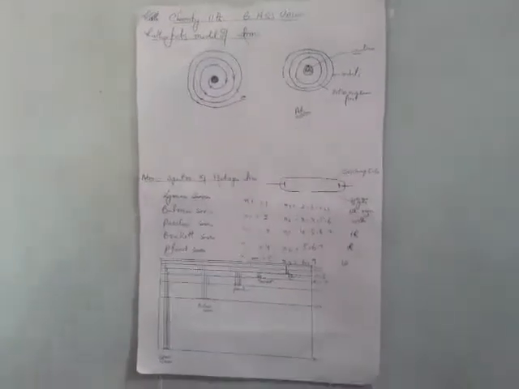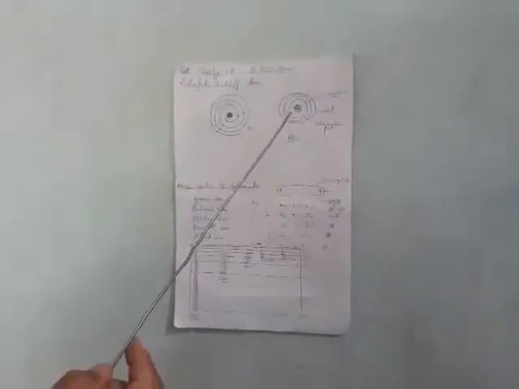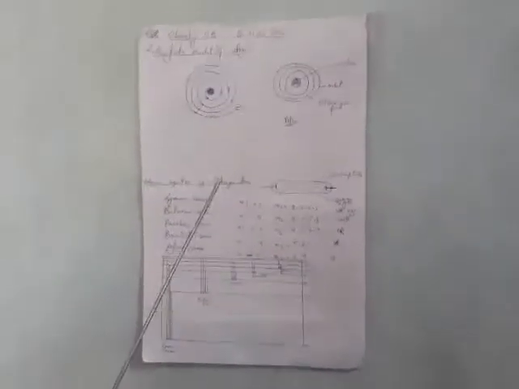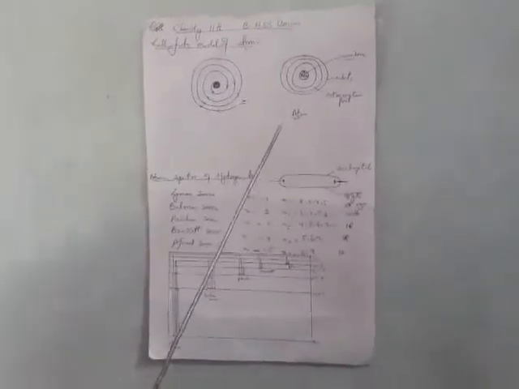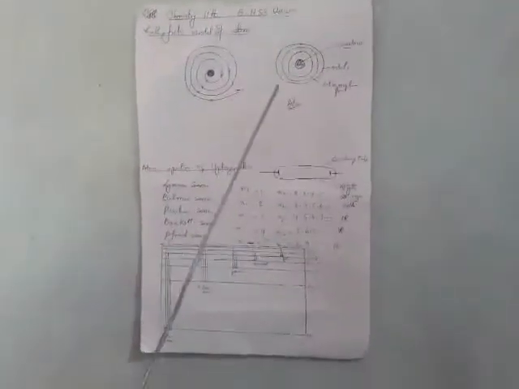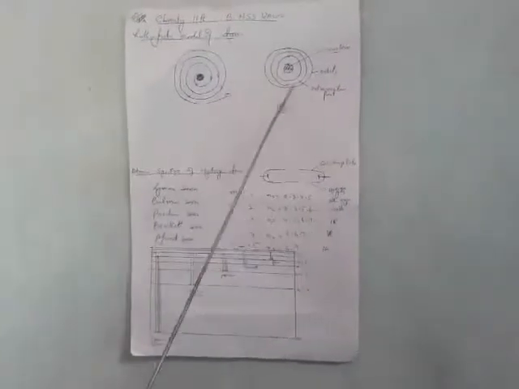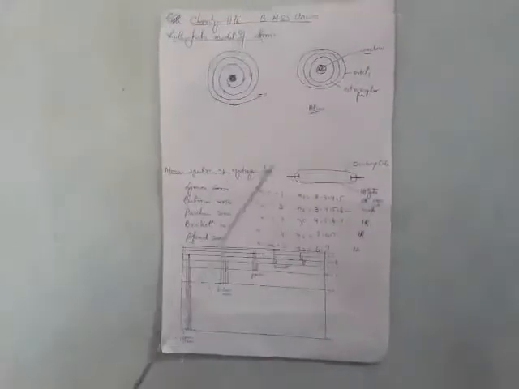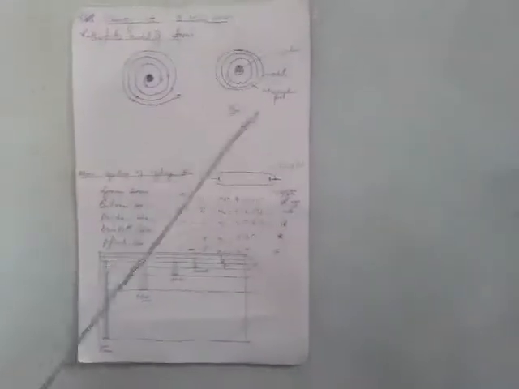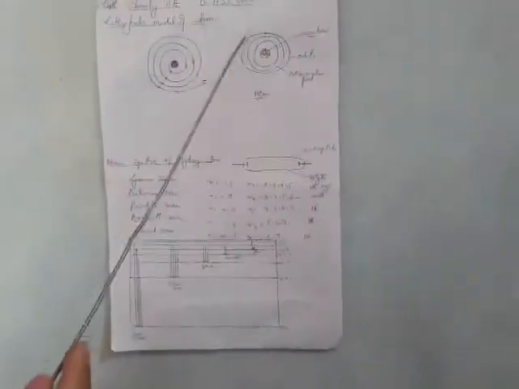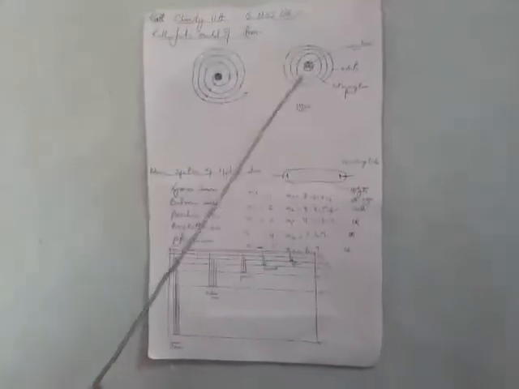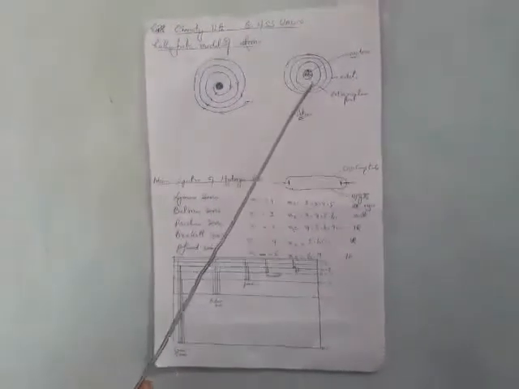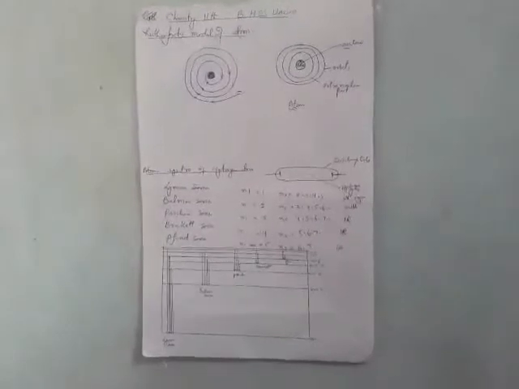Number one, according to Rutherford, atom consists of two parts. The central part, that is the nucleus, and the extranuclear part, which is outside this nucleus. Number two, he said that nucleus is present in the center of the atom, and it is positively charged, and it is very massive and has a very small size as compared to that of the atom.